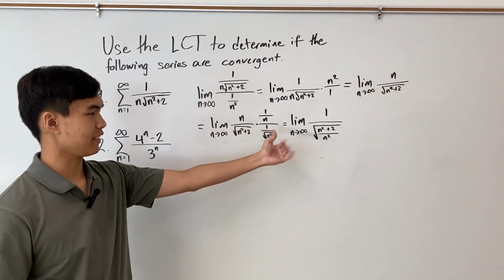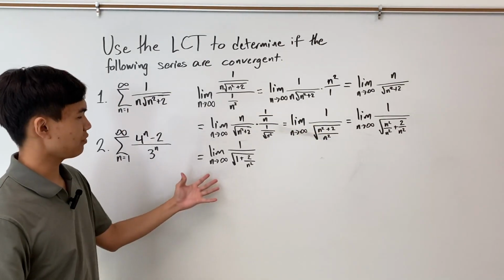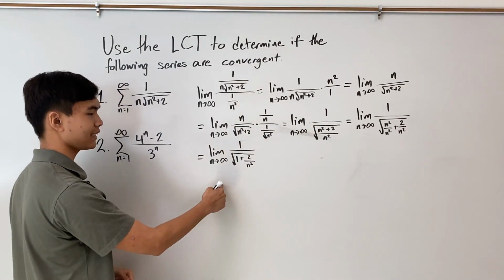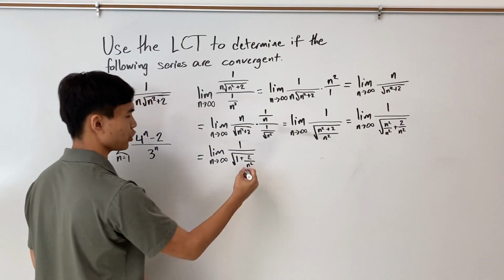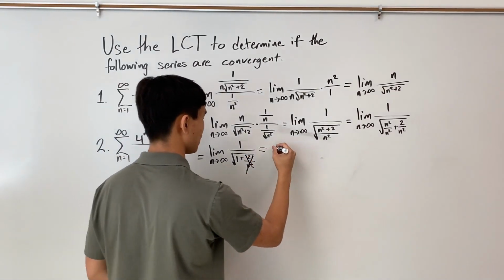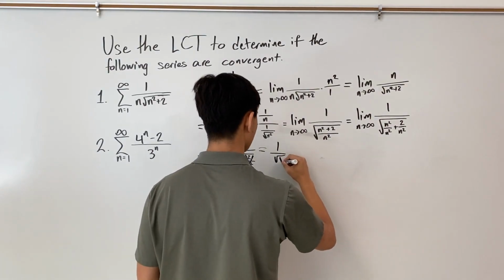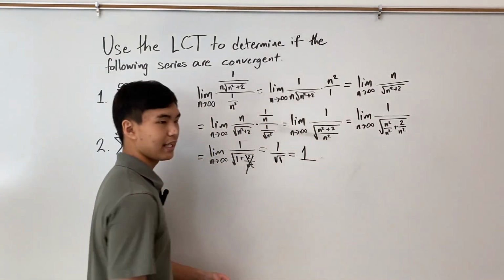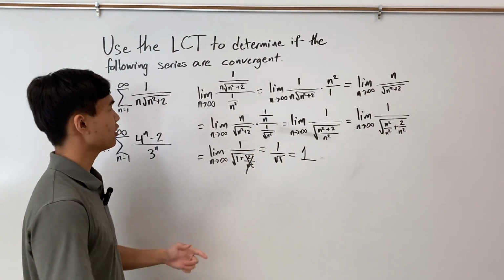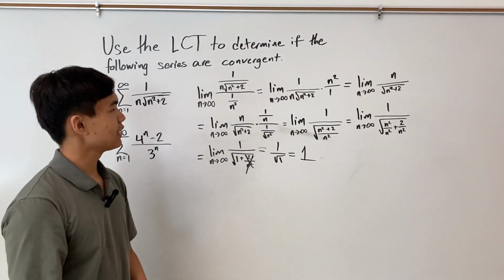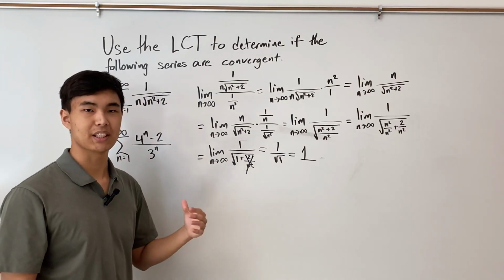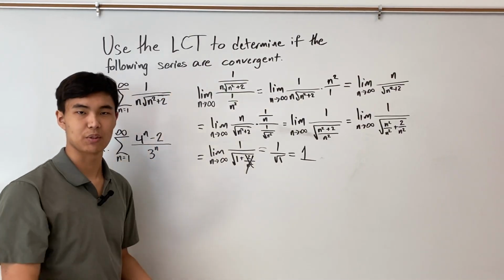And that simplifies to this, which simplifies to this, which simplifies to this. And from here, we can see that as n grows to infinity, this goes to 2 over infinity squared, which goes to 0. So this just becomes 1 over root 1, which is just 1. And since 1 is finite and positive, the behavior of this sum and this sum have to be the same. Since the sum of 1 over n squared is convergent, this series is also convergent.